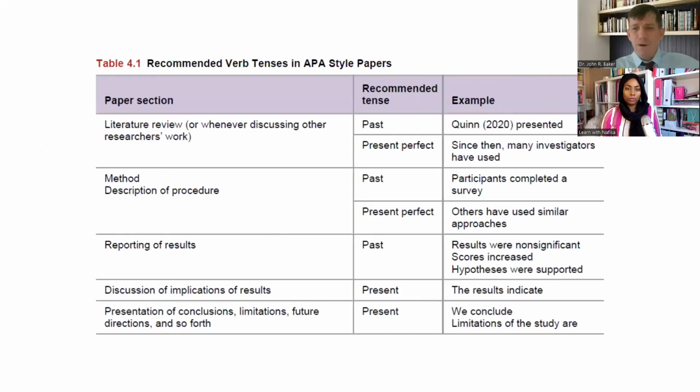Now, you're going to want to follow the verb tenses because APA has verb tenses. So the literature review is presented in the past or the present perfect. The methods are presented in the past or the present perfect. Reporting is past, discussion of results is present, and the presentation of conclusions is present. And I think this is an area that a lot of people have trouble with. They don't know the rules. And so the abstract needs to look just like the paper.